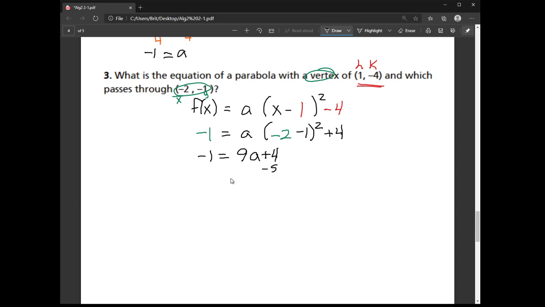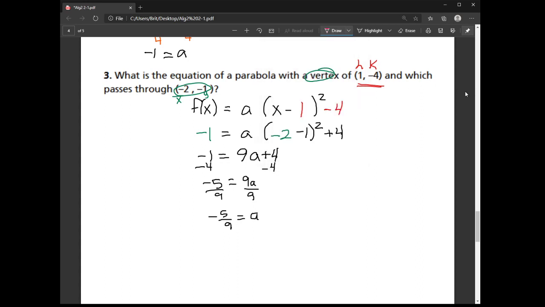Then I'm going to subtract the 4 so that it moves to the other side of the equal sign. And then divide by 9 to get a alone. So -5/9 is my a value.